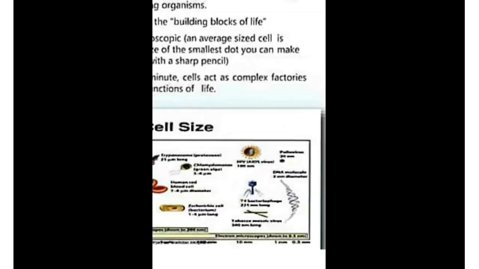Mostly the cells are microscopic, and the size of a cell is about one-fifth of the smallest dot you can make. If I ask you to make a dot on a piece of paper with a pencil and divide that dot into five, one-fifth of that dot is the size of a cell. Although they are minute, cells act as complex factories to carry out functions. If I talk about the functionalities of these cells, they vary.